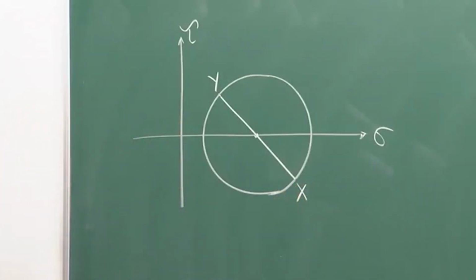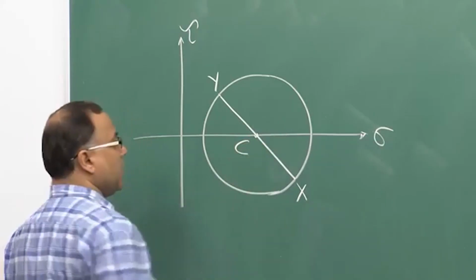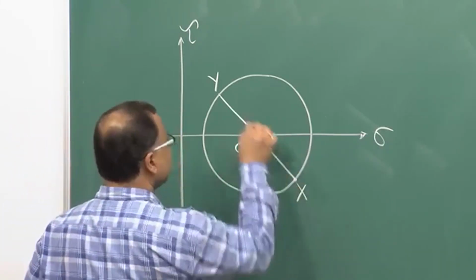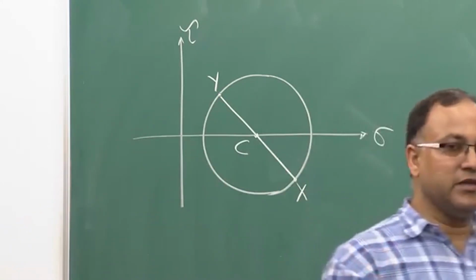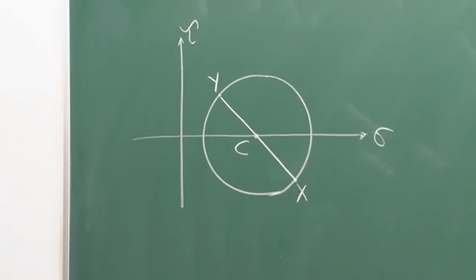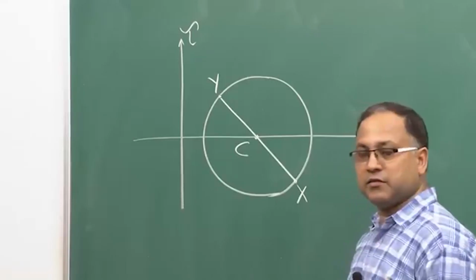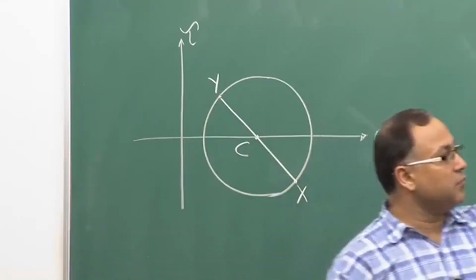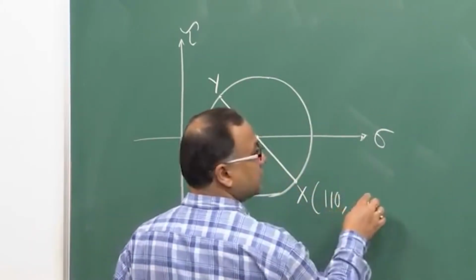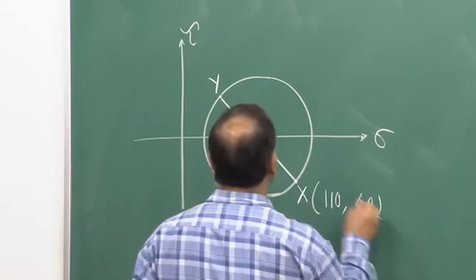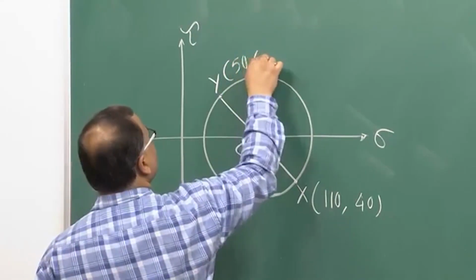So, this is your Mohr circle. Okay. This is the center of the Mohr circle, and these are 2 points. Basically, these points you have to locate first. I have drawn the Mohr circle first, that does not mean that you will be getting the Mohr circle first. First you will locate, as per our construction procedure, point x and point y as per that combination. So, point x coordinate is 110, 40 and point y coordinate is 50, 40.